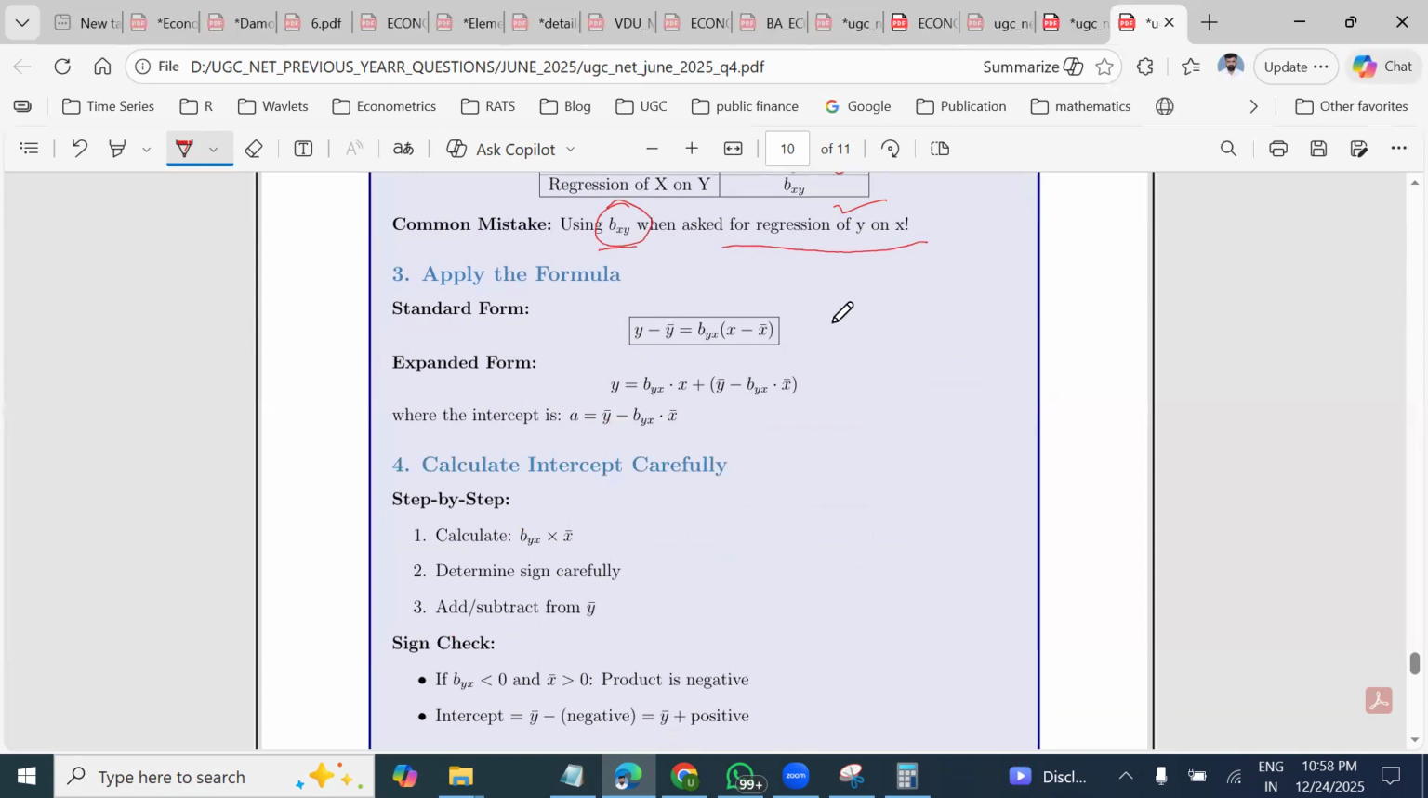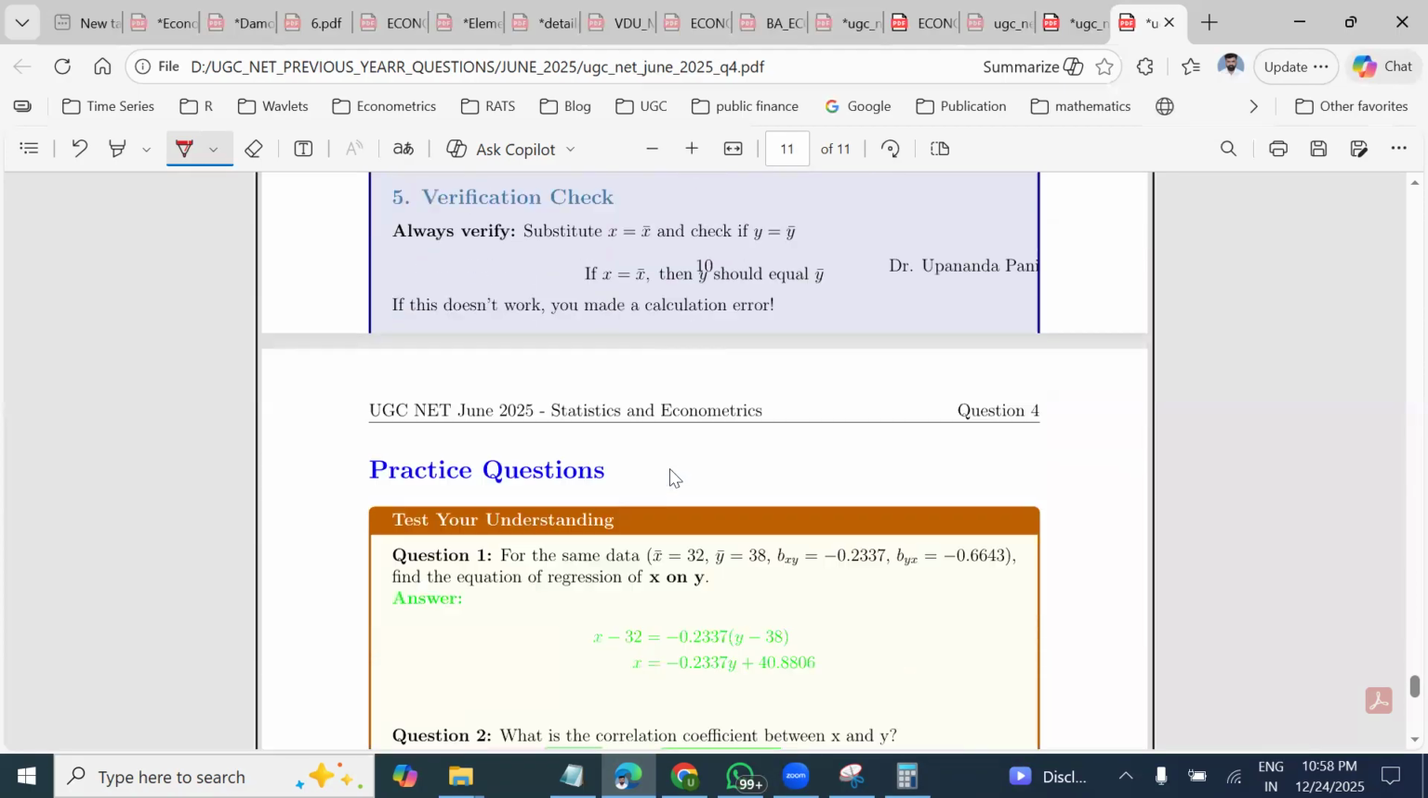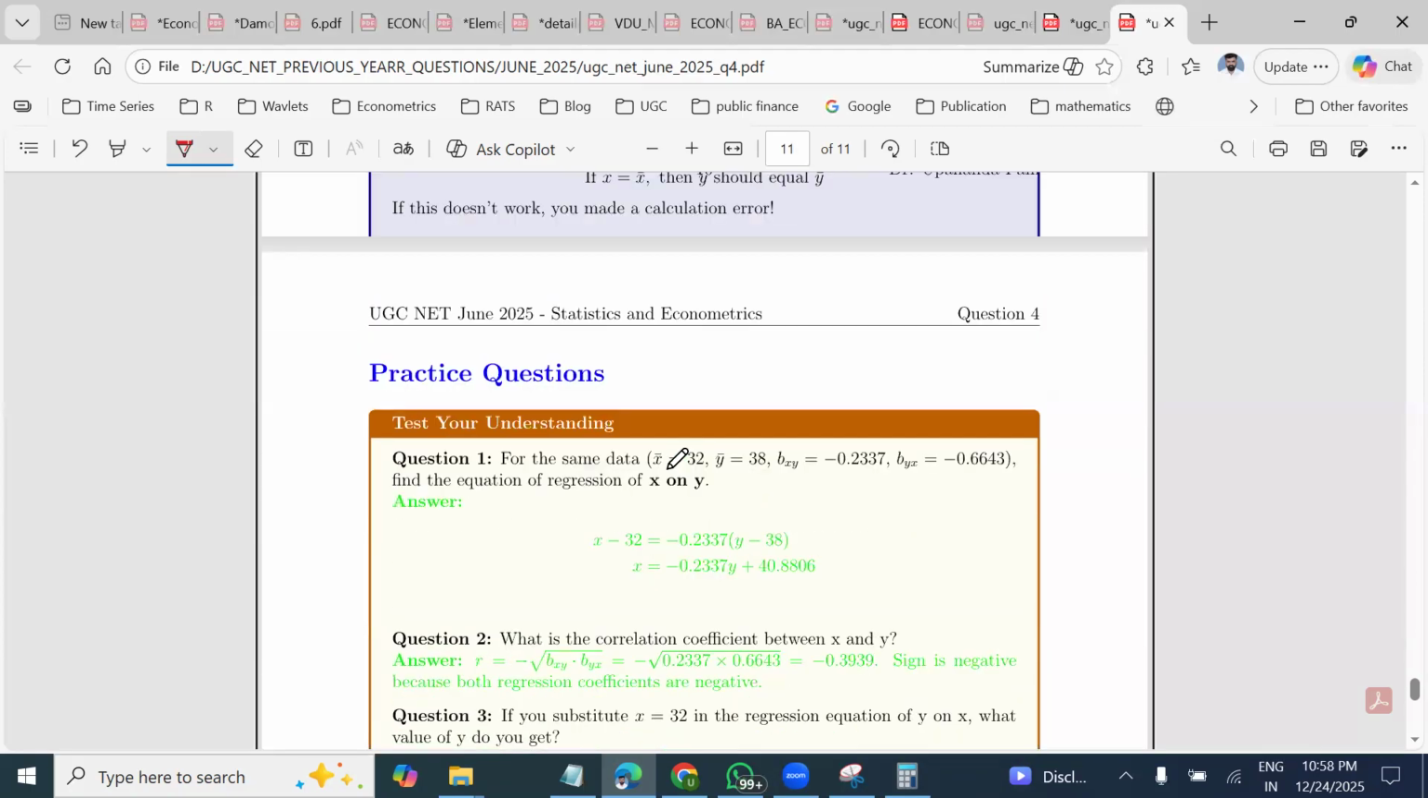So this is the formula you have to remember, and if you expand it, basically it has the intercept, the way we used to derive in the OLS estimator. So that is what is given. The rest of the thing is fine. So now let us do one more question.